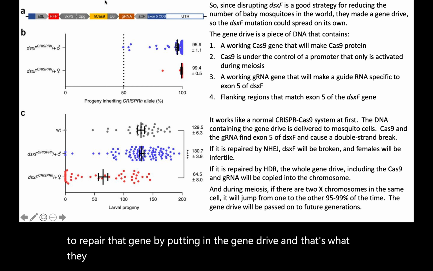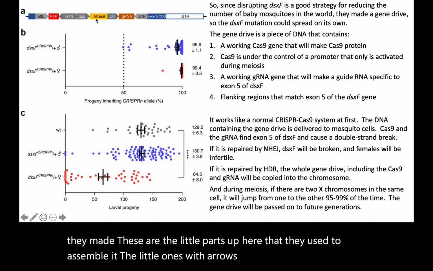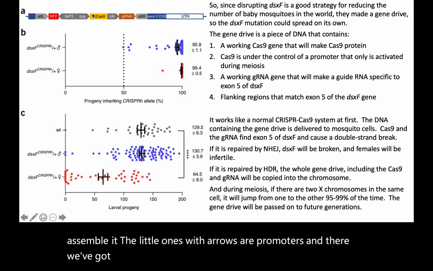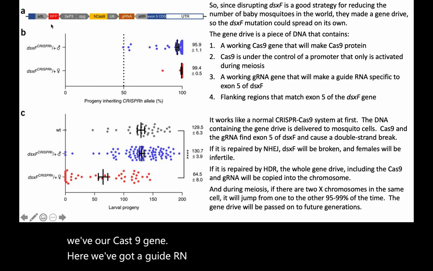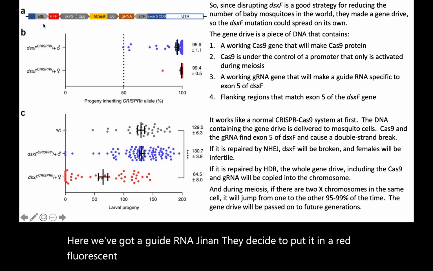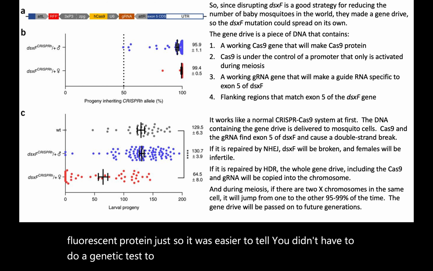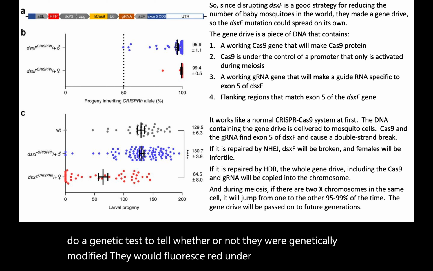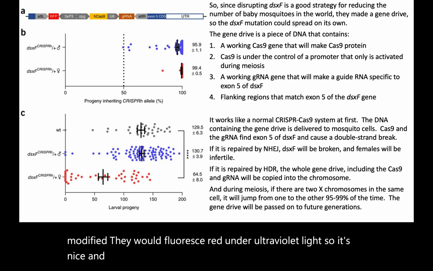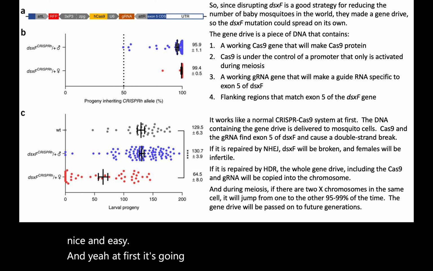These are the little parts up here that they use to assemble it. The little ones with arrows are promoters. And then here we've got our Cas9 gene, and here we've got our guide RNA gene. They decided to put in a red fluorescent protein just so it was easier to tell. You didn't have to do a genetic test to tell whether or not they were genetically modified. They would fluoresce red under ultraviolet light. So that was nice and easy.